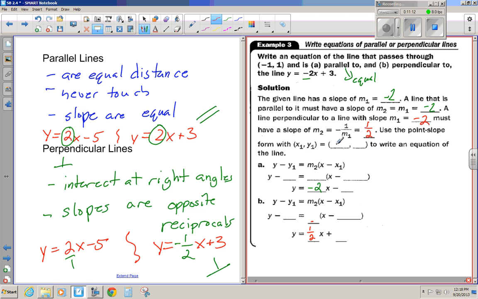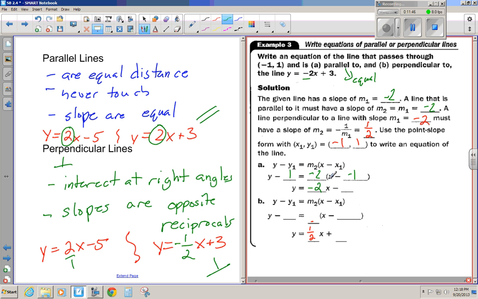And then use the point negative 1, 1 to write an equation of the line. Unfortunately, we cannot use y equals mx plus b because negative 1, 1 is not the y-intercept. All right, so let's plug some stuff in here. y1 is 1. The slope is negative 2. And x1 is negative 1.